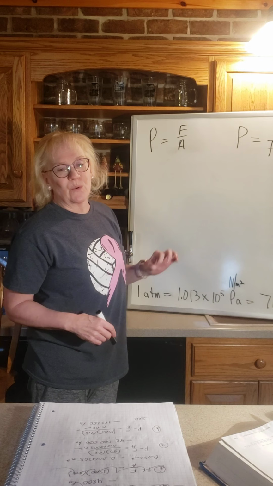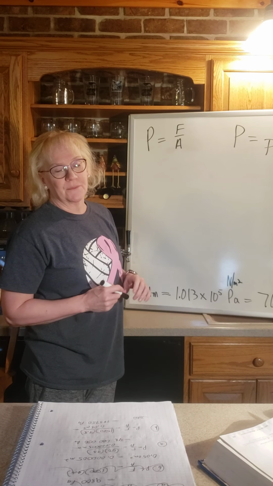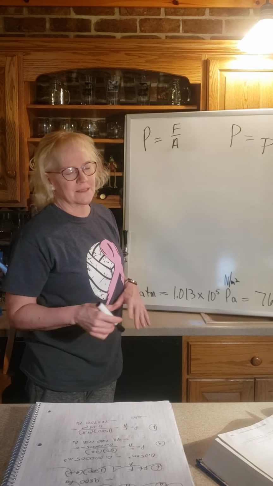Okay, so we've got two different formulas for pressure. The first one is force over area. Force has to be in newtons, so if you get kilograms, you have to multiply that by 9.8. Make sure your area is in square meters. And when we do go through the problem setups, I'll show you exactly how to do that.